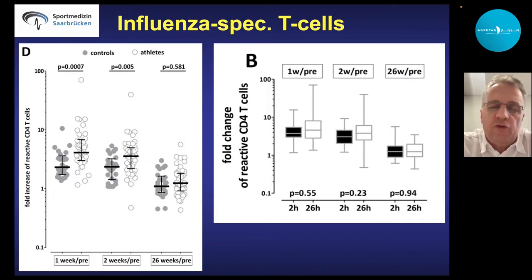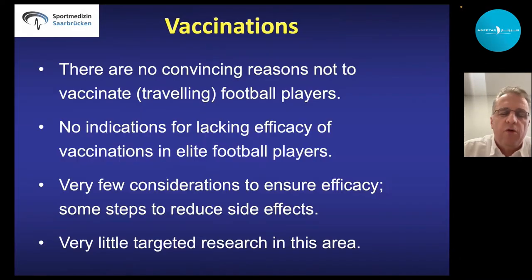The same is true for the cellular immune response, which is mainly responsible for the course of disease. You can see, at least for the first 2 weeks after vaccination, that the response in athletes, on the figure on the left-hand side, is slightly better than in control subjects, whereas after half a year, it's not distinguishable anymore. And again, the response within 2 hours after exercise compared to 1 day later is about the same. So overall, you can say that the immune response is really the same.